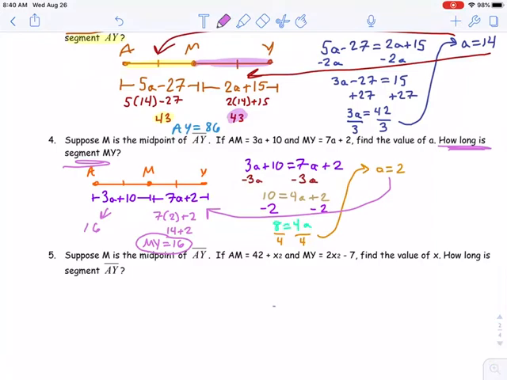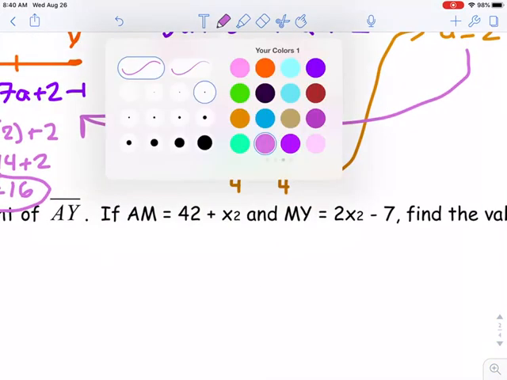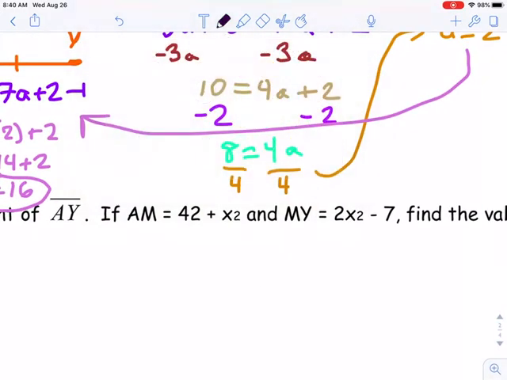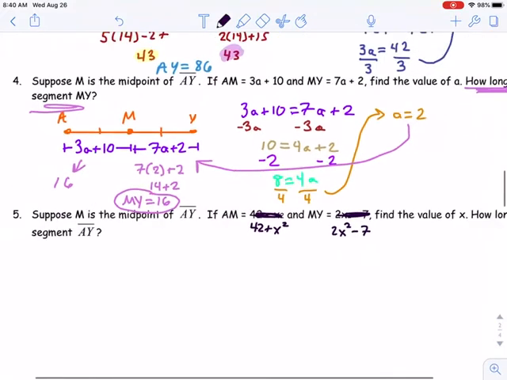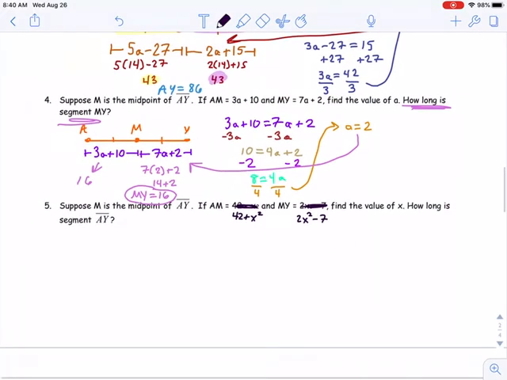All right, a little formatting error on my screen. Hopefully it's fixed, I'll try to get it fixed for you guys. I'm not sure what happened. This is supposed to say 42 plus x squared, and that's supposed to be 2x squared minus 7. I'm not sure why the squares went down. So just a little mistake. I'm not sure if I can get it fixed. If not, just scribble it out on your screen like I did.